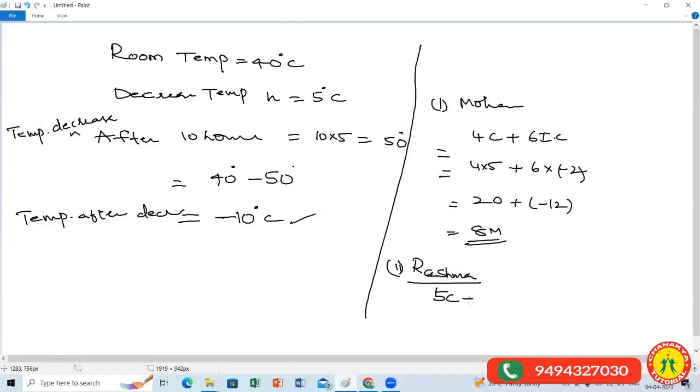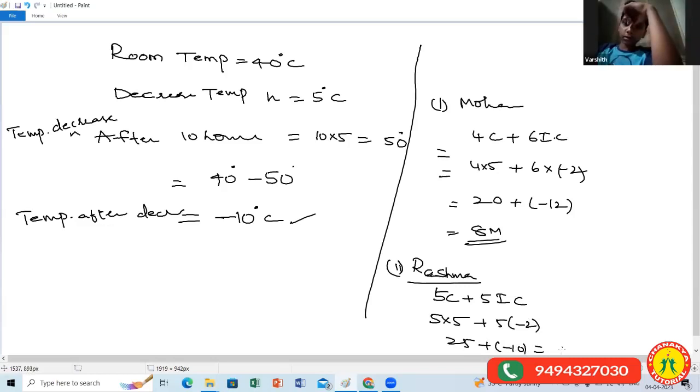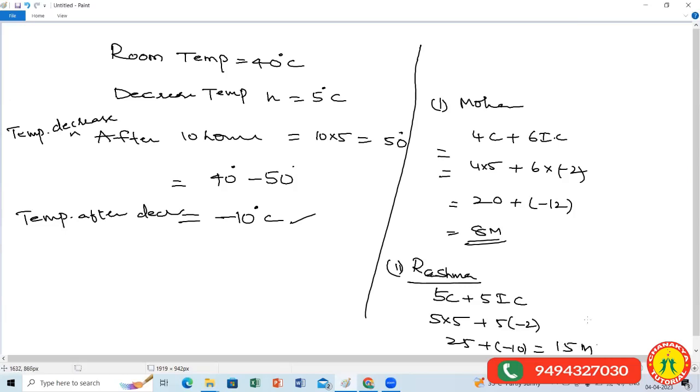5 correct answers and 5 incorrect answers. For 5 correct answers, 5 5s are 25. For 5 incorrect, 5 times minus 2. So 25 plus minus 10, which is 15. 15 marks. So Reshma got 15 marks, whereas Mohan got 8 marks.